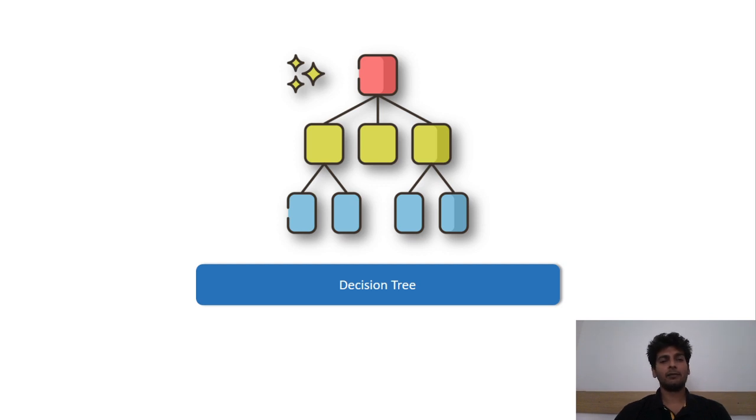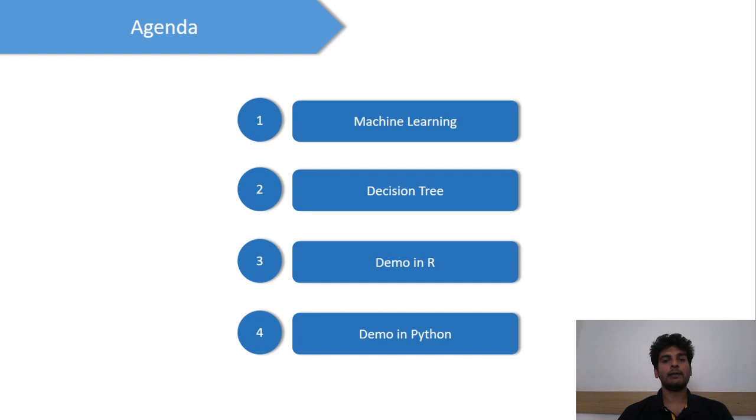Hey guys, this is Parani from Great Learning, and I welcome you all to this session on decision tree algorithm. So let's have a quick glance at the agenda. We'll start off with a quick introduction to machine learning. We'll understand all the core concepts of machine learning, and then we'll dive into the decision tree algorithm. And then we'll implement the concepts of decision tree in both R and Python languages.